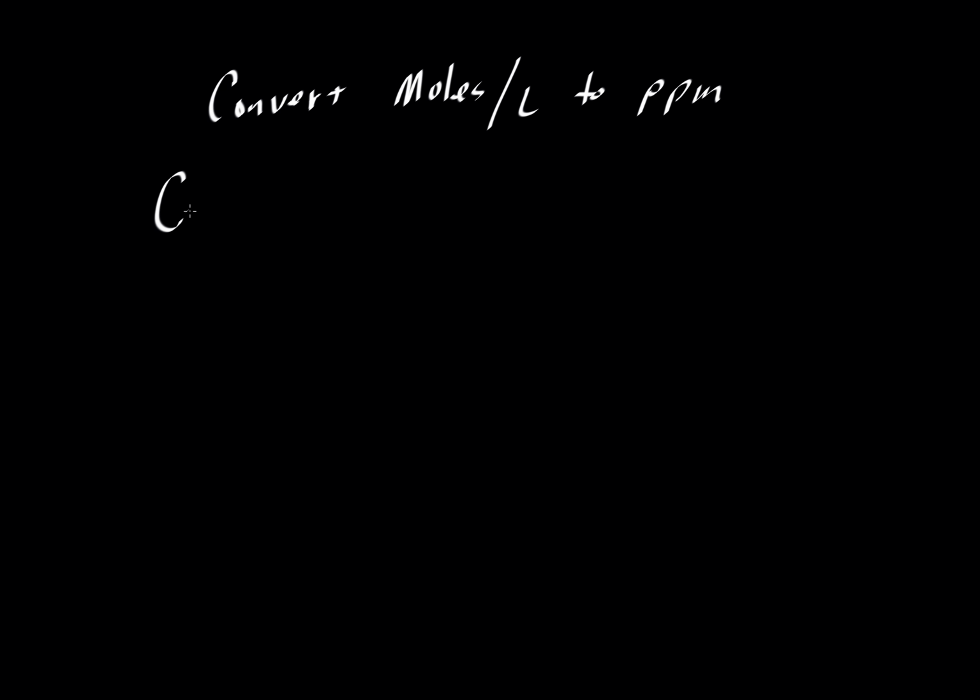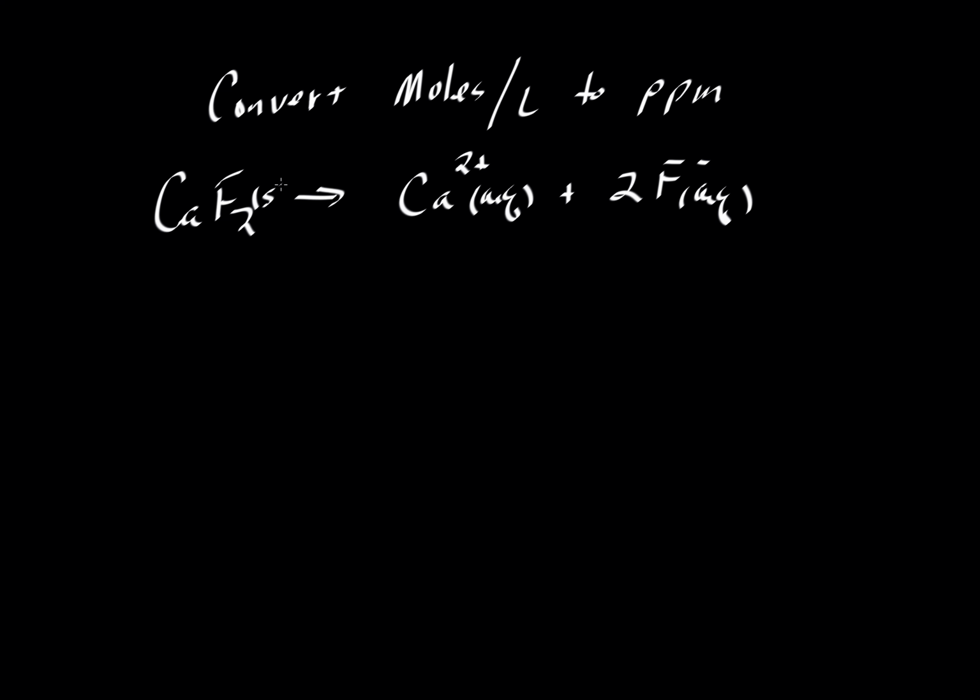Video, we looked at the dissolution of fluorite, CaF2, into an aqueous solution where we got calcium 2 plus ion into aqueous solution. And then for every 1 atom of calcium, we'd get 2 atoms of fluorine, also in aqueous solution. The calcium fluoride here is in the solid state, solid phase. And we calculated the concentration of calcium ion.